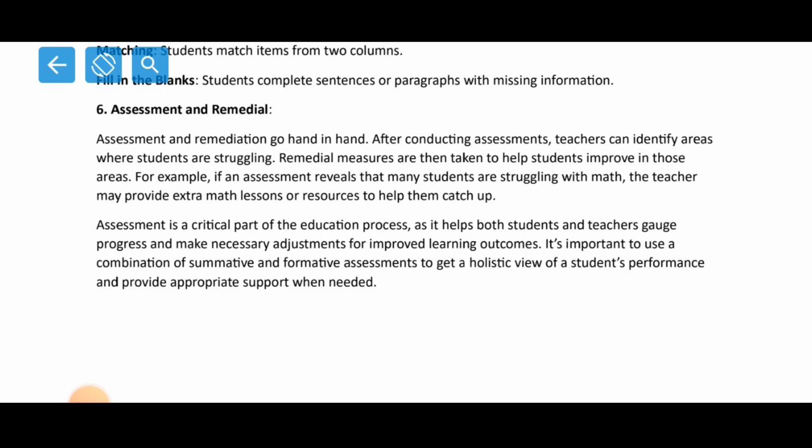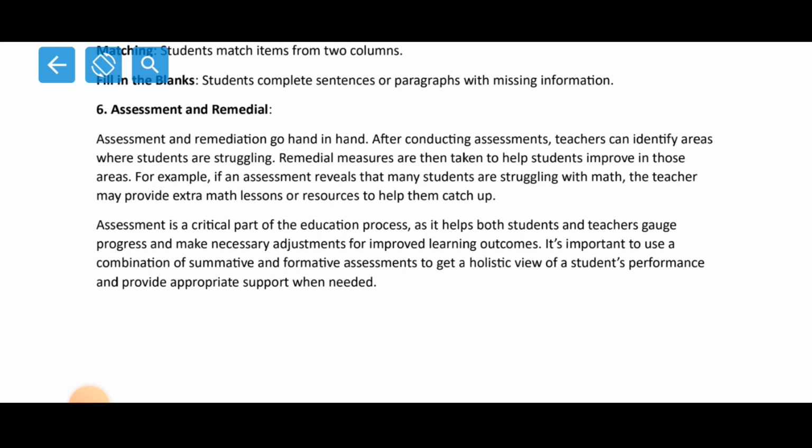Some of them are weak in studies, some average, some very weak, some brilliant. Some are very creative, some are very good sportspersons, some are very good at singing and dancing, right? So all these characteristics need to be taken into account while we teach in the class, because all the students are not coming from the same background, right?